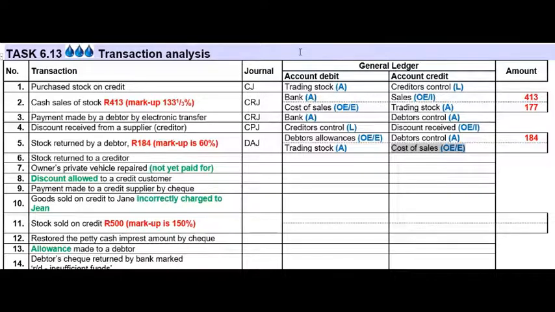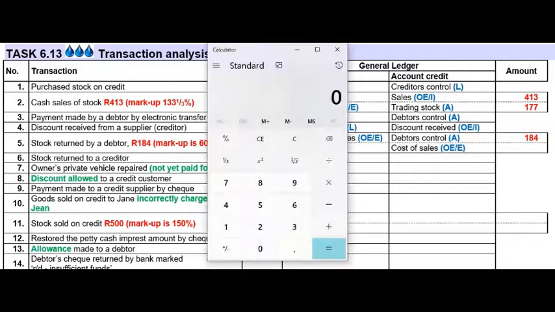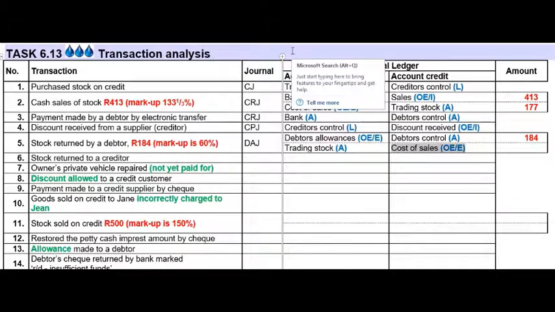Okay, and then you have to calculate the cost price. They gave you the markup of 60%, so it's straightforward. Selling price multiplied by 100 divided by 100 plus markup is 115 Rand.